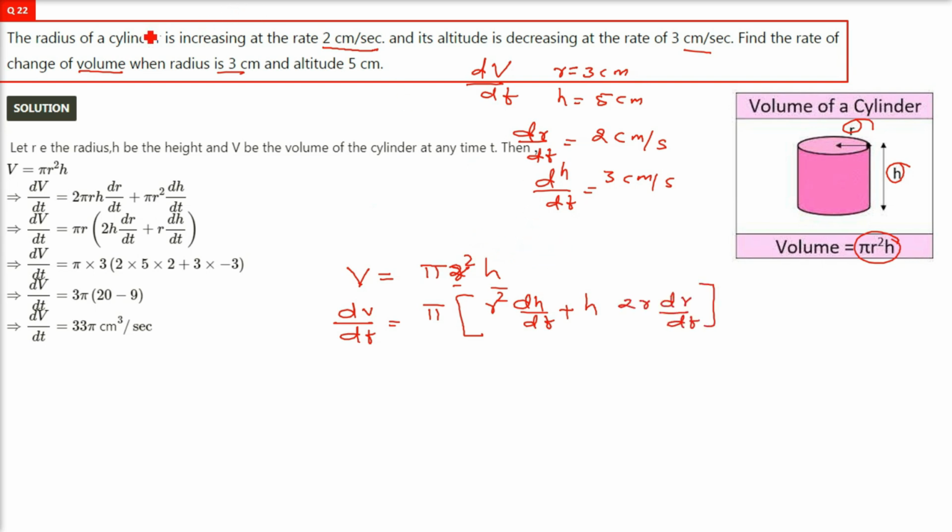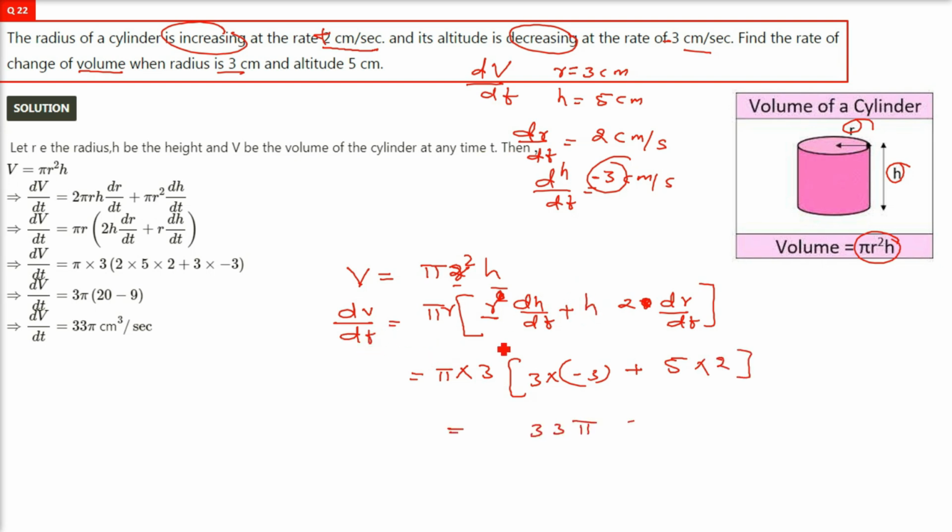Now, as I said, the increasing is plus, the decreasing will always be negative. So you have to put a negative in front of 3. dV by dt is this one. We have an r inside, so you can just take r common. So you'll have pi into r, the radius is 3 in this case, and then this r into dh by dt: 3 into pi, then we have 3 into dh by dt, which is minus 3. Now we have h is 5 into dr by dt is 2. So this is 33 pi centimeter cube per second. This is the answer which is going to come.